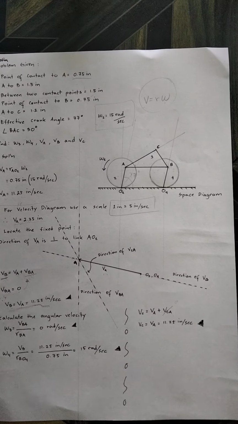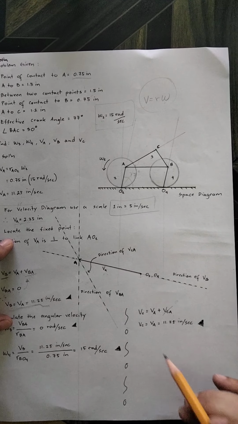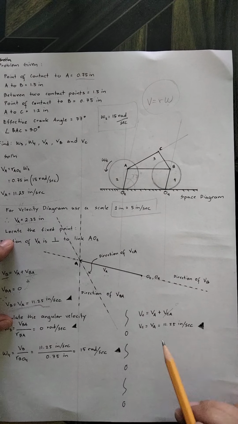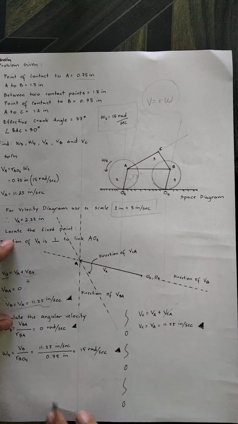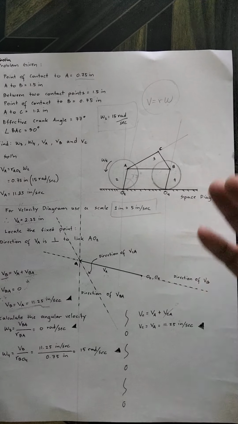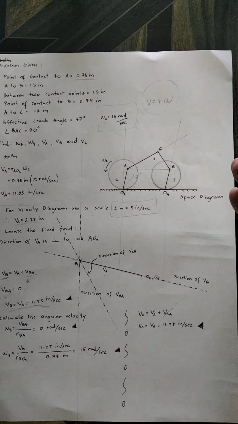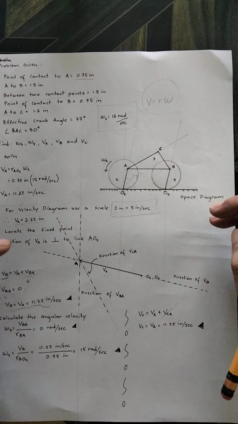Okay? So this is how you solve for a velocity analysis using the graphical method. Using this value here, class, I already gave you the answer, which is here, 11.25. It's almost the same, no?